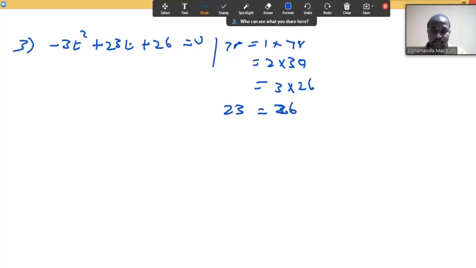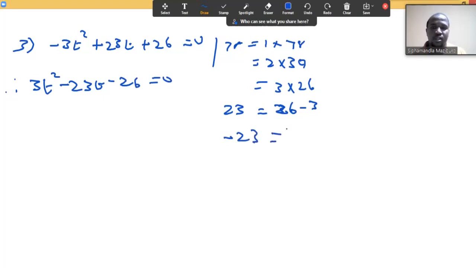26 minus 3, but we can still change it around. Let's look at changing the signs. Maybe we can work with the negative, but let's look at positive. 3t squared minus 23t minus 26 is equal to 0. So this is changing. Now we're looking at minus 23, not at positive 23. So we're looking at minus 23. That can be 3 minus 26.